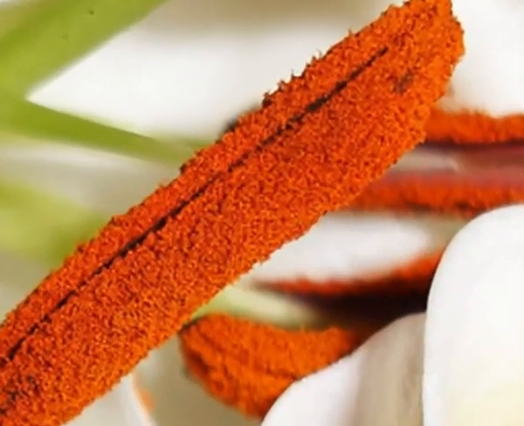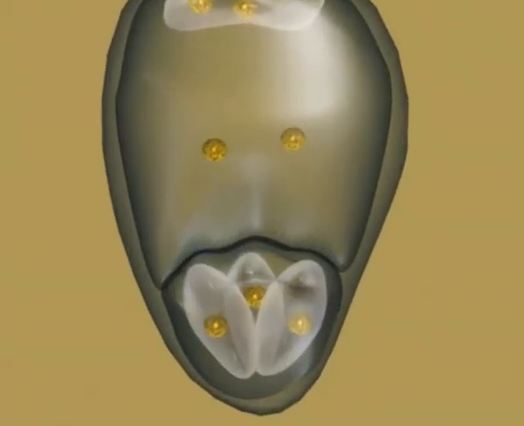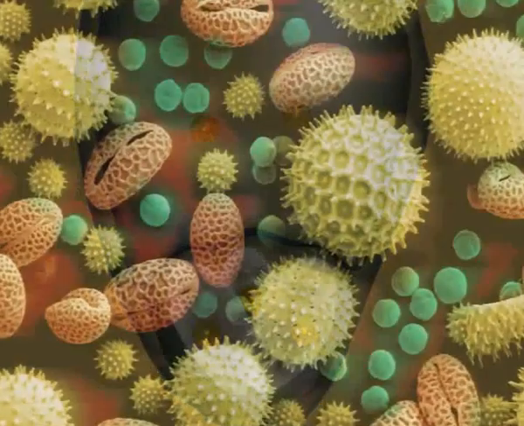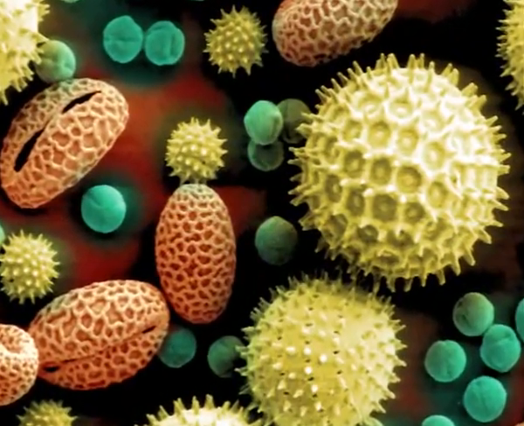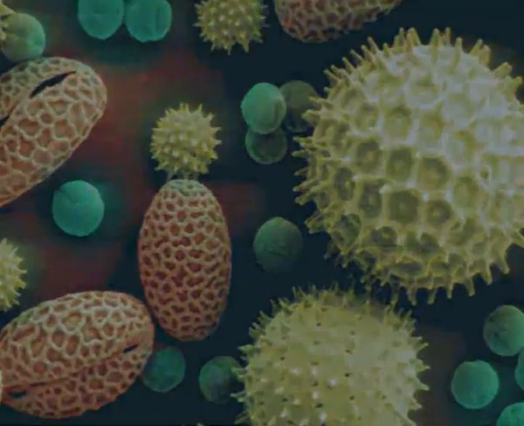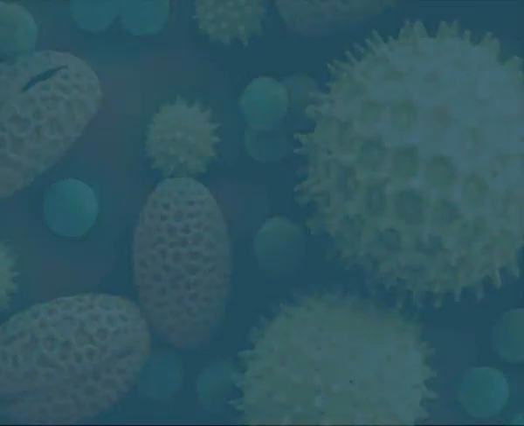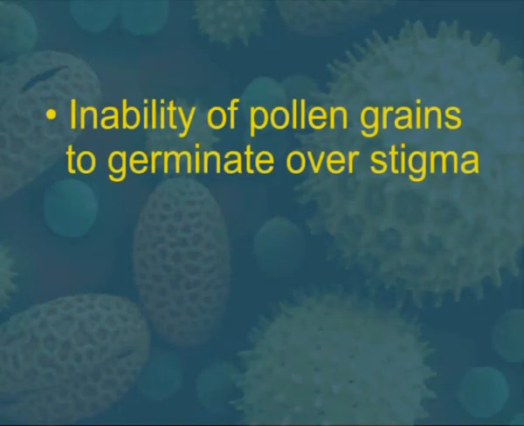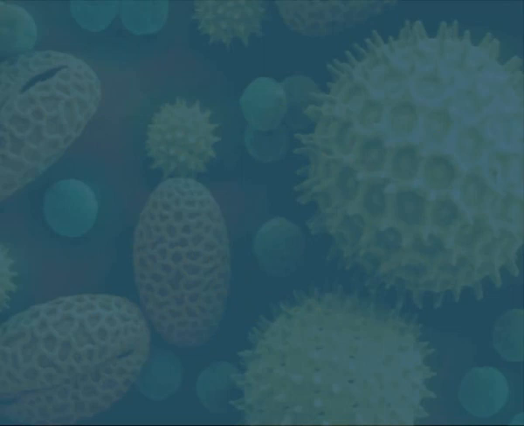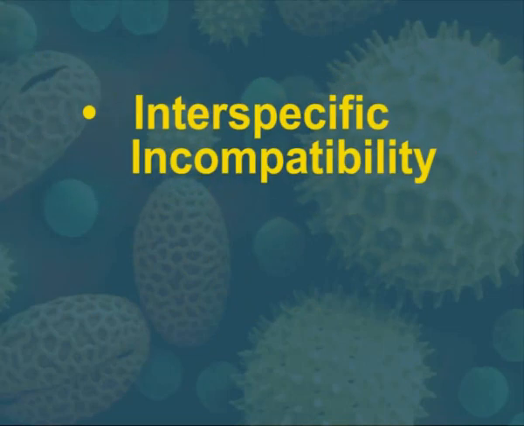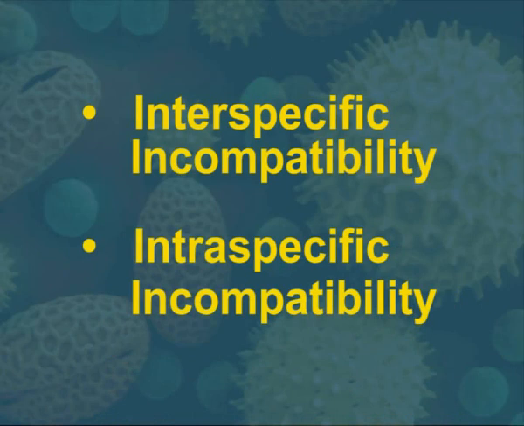All we discussed till now is basically due to the ability of viable gametes to fuse with each other. But as we have already discussed incompatibility factors in certain gametes, the reasons for this incompatibility may be listed like this: inability of pollen grains to germinate over the stigma, inability of pollen grains to reach the stigma. Basically, incompatibility is of two types: interspecific incompatibility, intra-specific incompatibility.